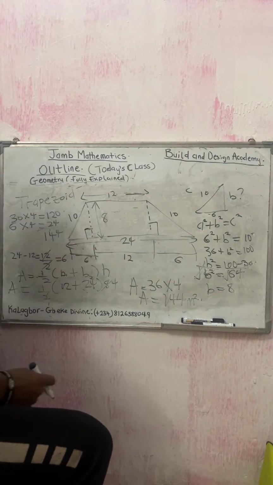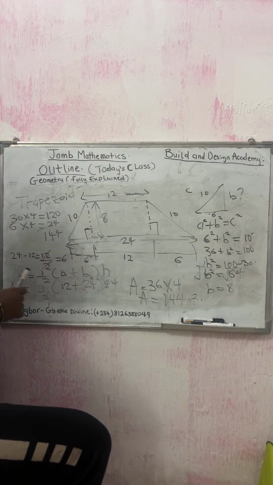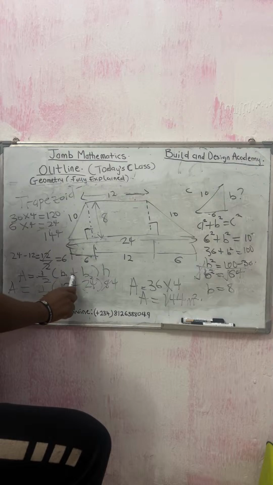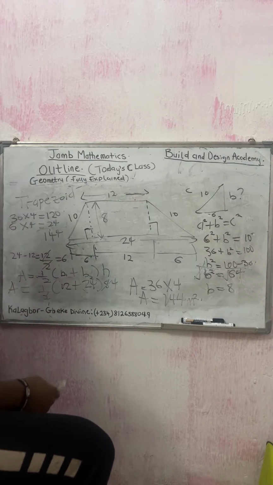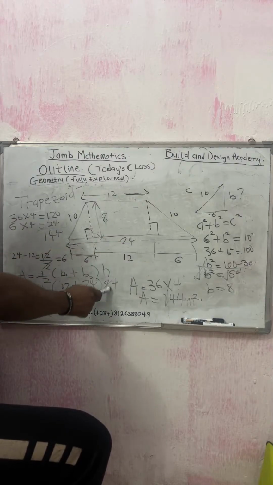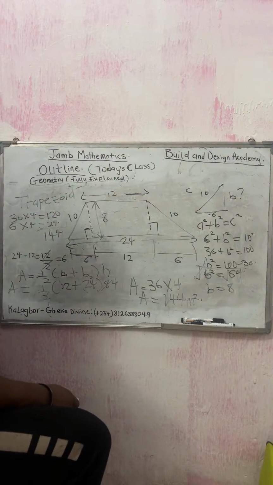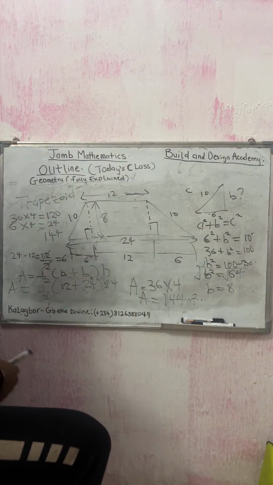And we got our height as 8. From there, we now took the formula for area of the trapezoid, which says area is equal to 1 over 2, that's half, base 1 plus base 2 times height. We put our values for base 1 as 12, base 2 as 24, our height as 8. And we calculated and we got our final area as 144.